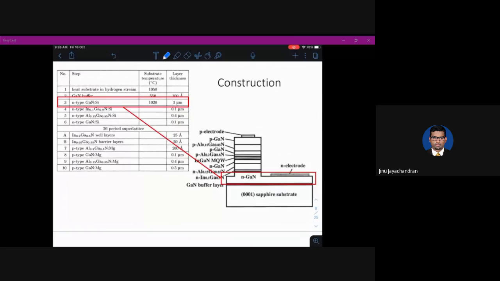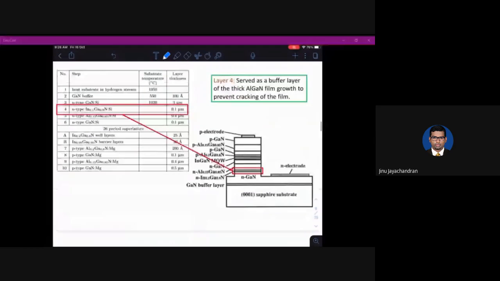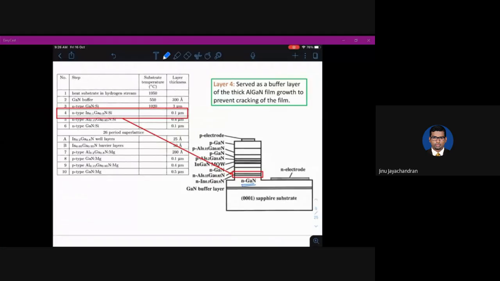Okay, so you have gallium buffer layer, and then you have N-type gallium layer, which is the bigger layer over the gallium buffer layer. Okay, again the substrate temperature is about 1020 degrees Celsius, that is heated, and the thickness is 3 micrometer. Now there is the next layer, which is on top of N-type gallium nitride layer, which is indium gallium nitride layer, which has 0.1, 0.9 composition.